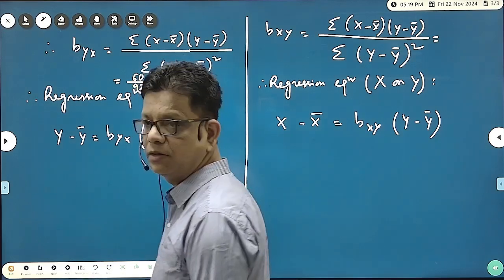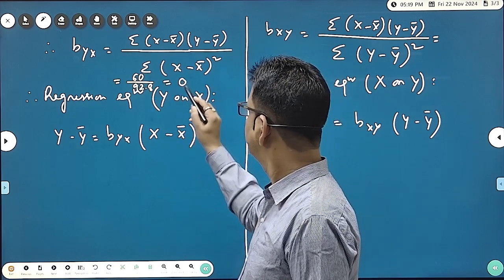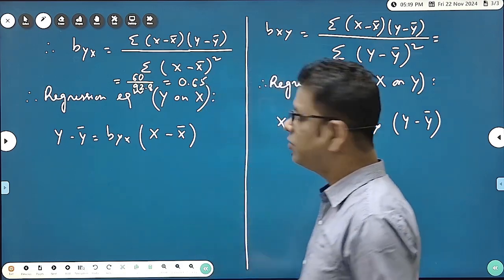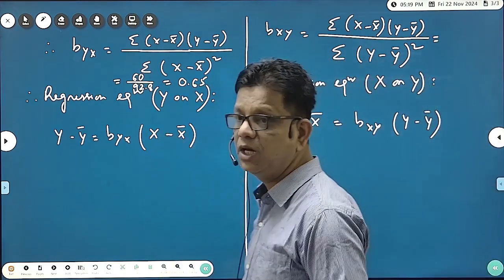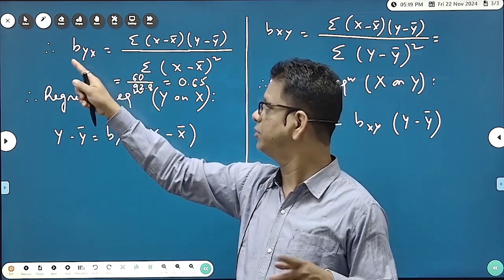92.8. Divide it and write. Tell me, point 0.6 final. Okay, so what could you understand? Now you just have to put the values of x bar, y bar and the regression coefficient. How to read it? Regression coefficient y on x. Both you have just found.